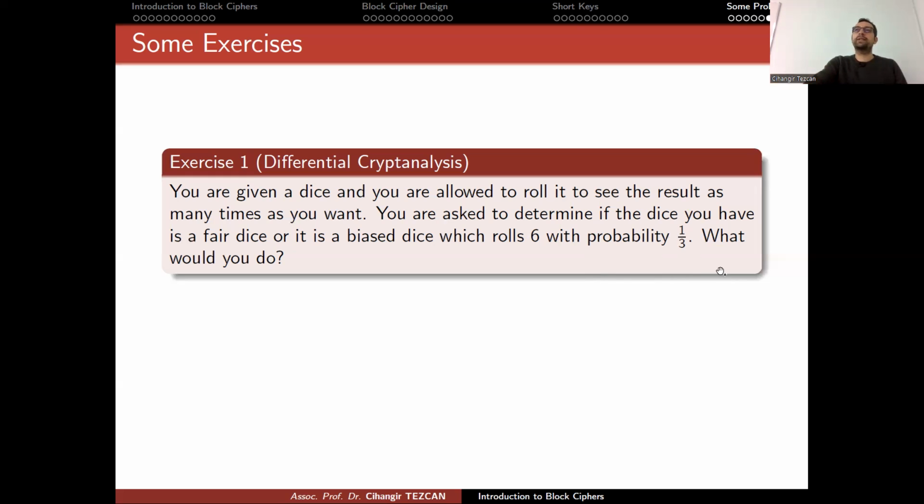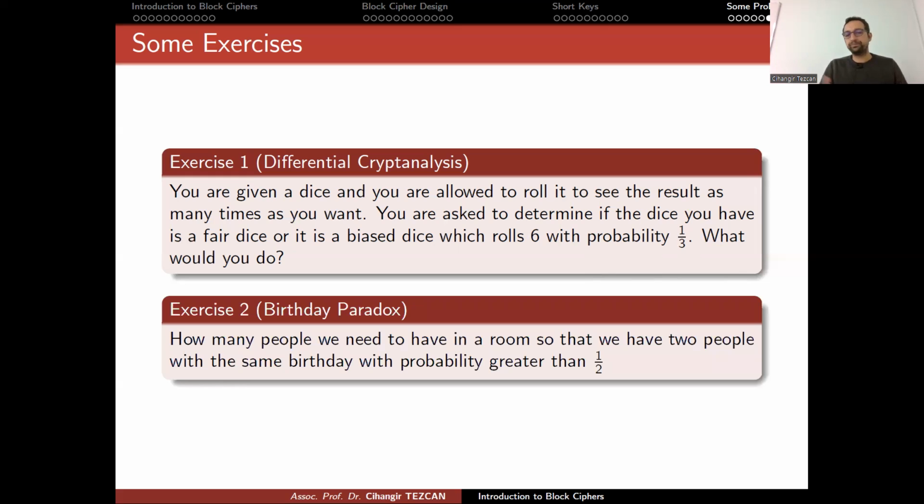So I'm giving you one dice, but I'm not telling you if it is the biased one or the fair one. So I'm asking you to find it. What will you do? Think about it for a week, and next week we will discuss.